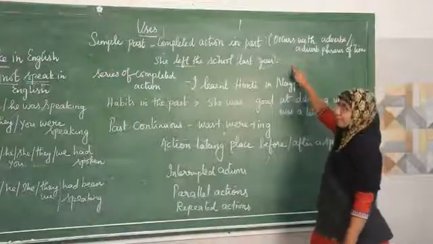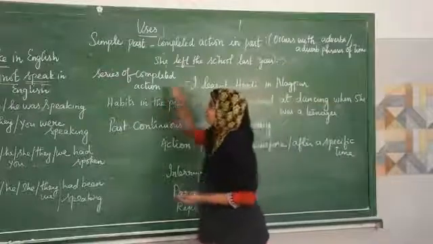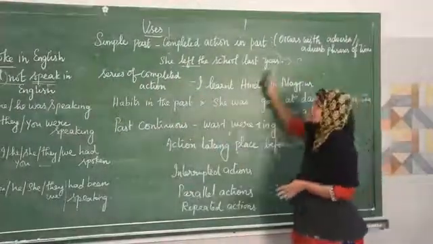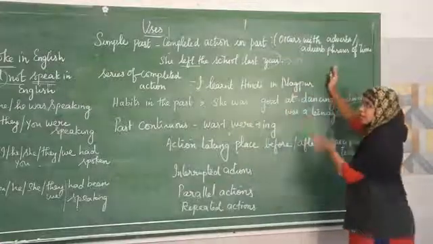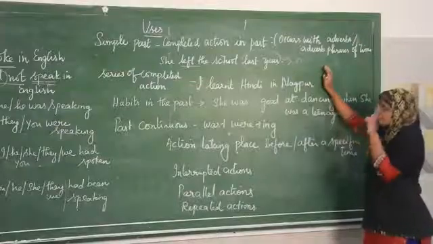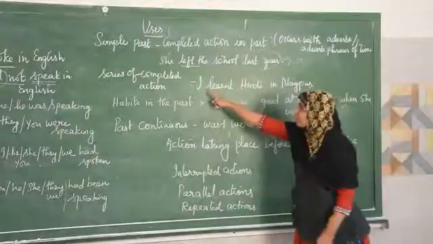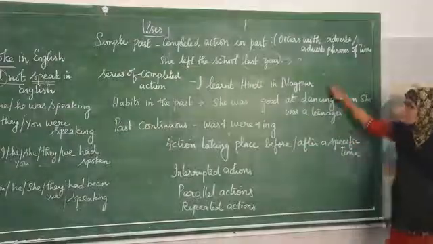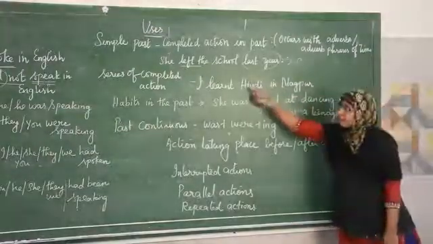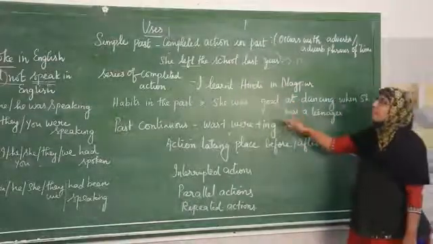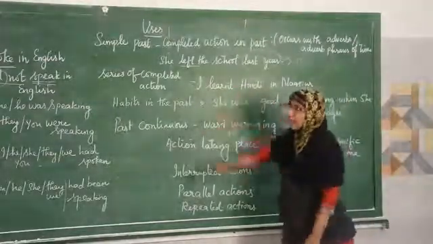Time will be mentioned. Then the second usage is a series of completed actions. Here there will be no usage of what? Time. Time will not be mentioned, but the action has been completed in the past. For example, I learned Hindi in Nagpur. The time is not mentioned, but the action was completed in the past. Then the third one is used to refer to the habits in the past.